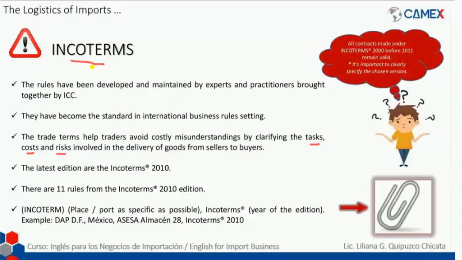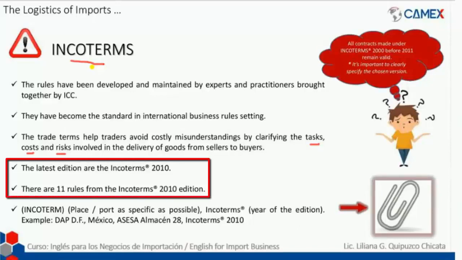What else can I say about Incoterms? They have editions, and the latest edition is Incoterms 2010. In the Incoterms 2010 edition, we have 11 rules. And how do you write them? I mean, if you use them, is there a specific way you have to write them to be specific? Yes, there is. And this is the way.